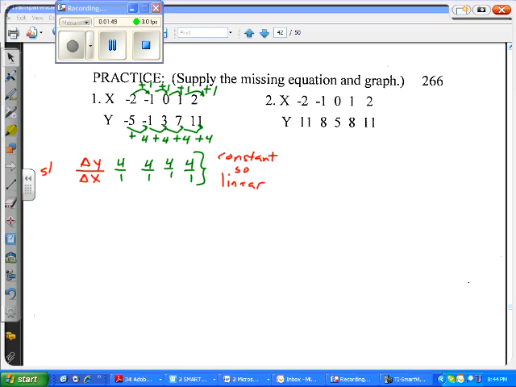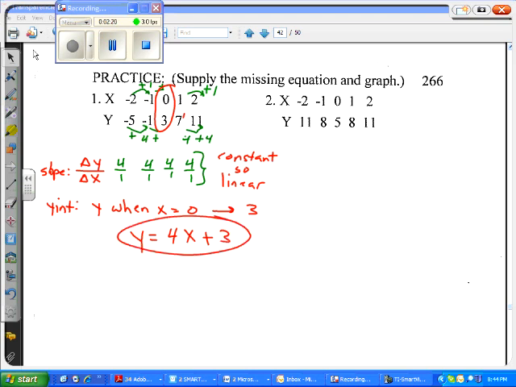If it's linear, then that change in y, change in x is the slope. Along with the slope, for linear we need the y-intercept. The y-intercept is y when x equals 0, or the point where the line crosses the y-axis. So my y-intercept is 3. My equation would be y equals slope 4 times x plus y-intercept 3. Any questions on that?